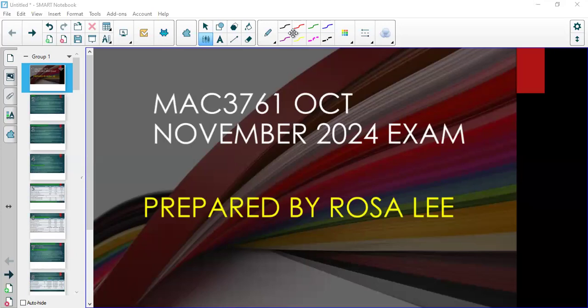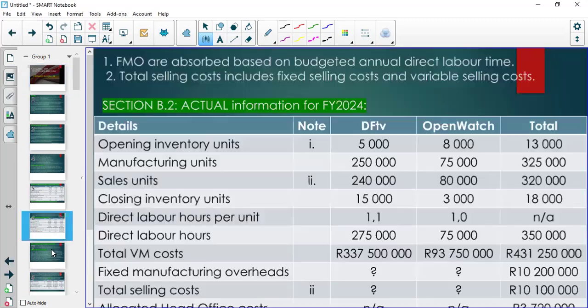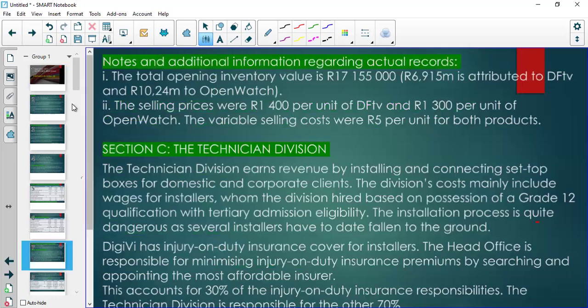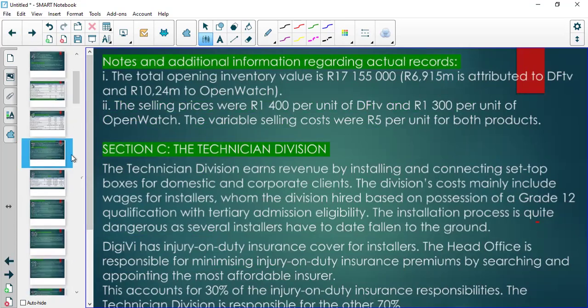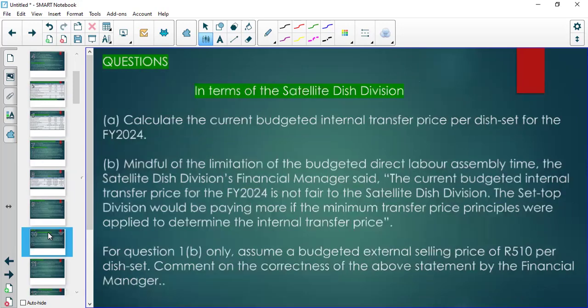Okay. So now let us have a look at the actual questions, the required portion, right? So we're done with the general talk, just talking in general, but now we're going to answer the specific questions that were required. So there's a satellite division there, right? Then we are required to calculate the current.